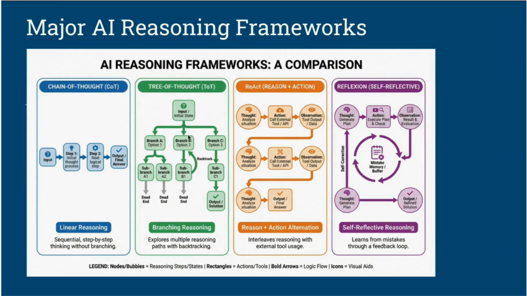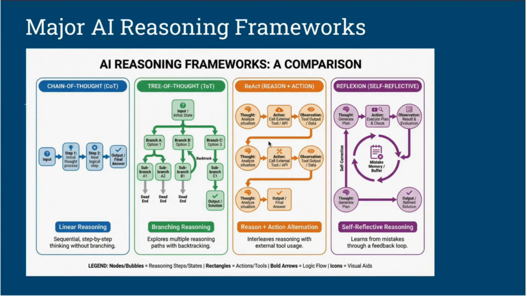Next is tree of thought. Tree of thought extends chain of thought by asking a simple question: what if there are multiple possible ways to think about this particular problem? Instead of just one line, you can see we now have branches. The model explores multiple reasoning paths in parallel. Some branches lead to dead ends and others continue. Eventually, the best path is selected as the final.